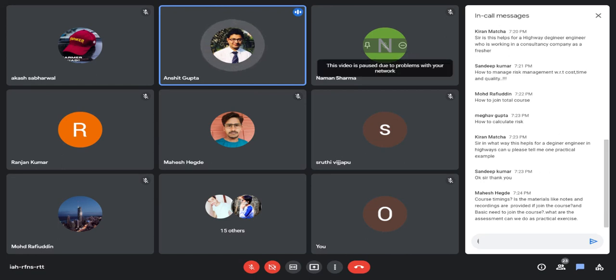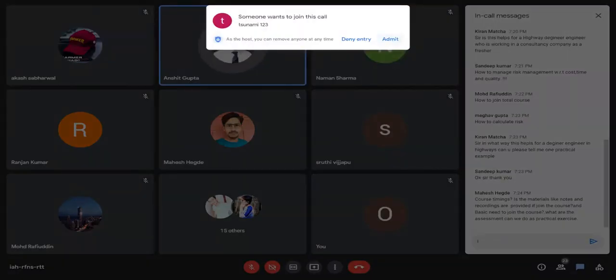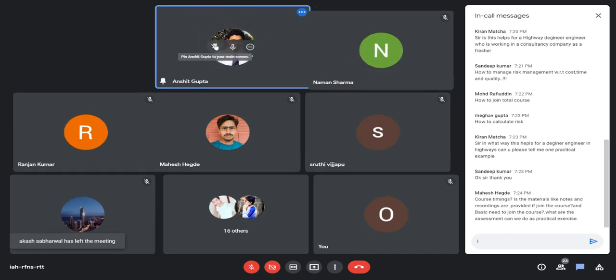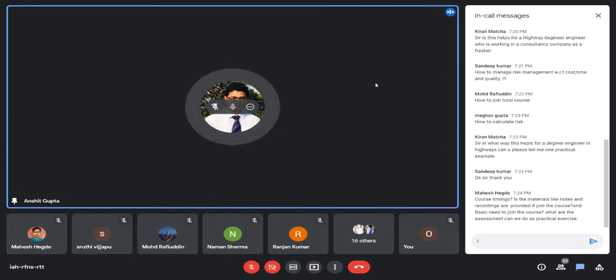Basic need to join the course: what assessment can we do as a practical exercise? As a practical exercise, which I mentioned in the course contents also, we will together prepare a risk register, and we will together prepare a risk impact score table for a project. We will consider a project on which I have worked. I will share all the specifications and details of the project with everyone, and we will together prepare a risk register and risk impact table. By the end of the 15 sessions, you will be well versed in how to prepare a risk register.